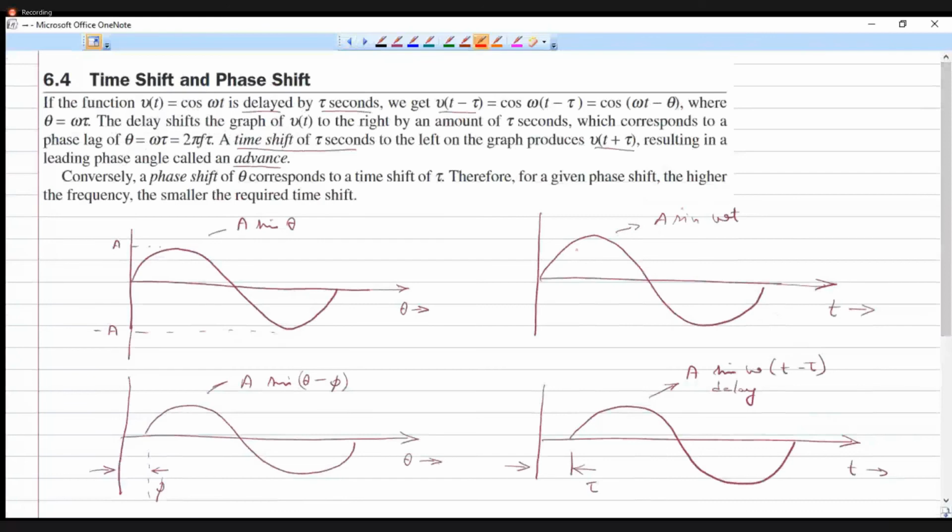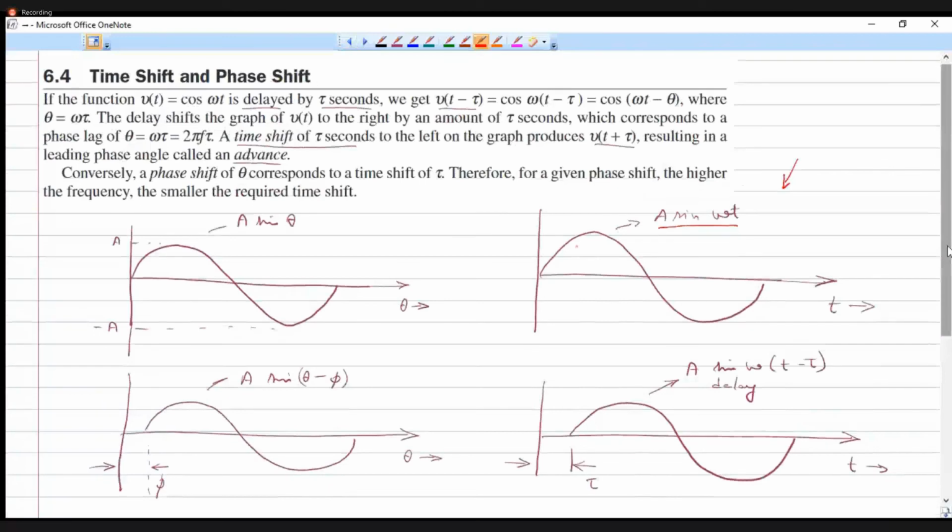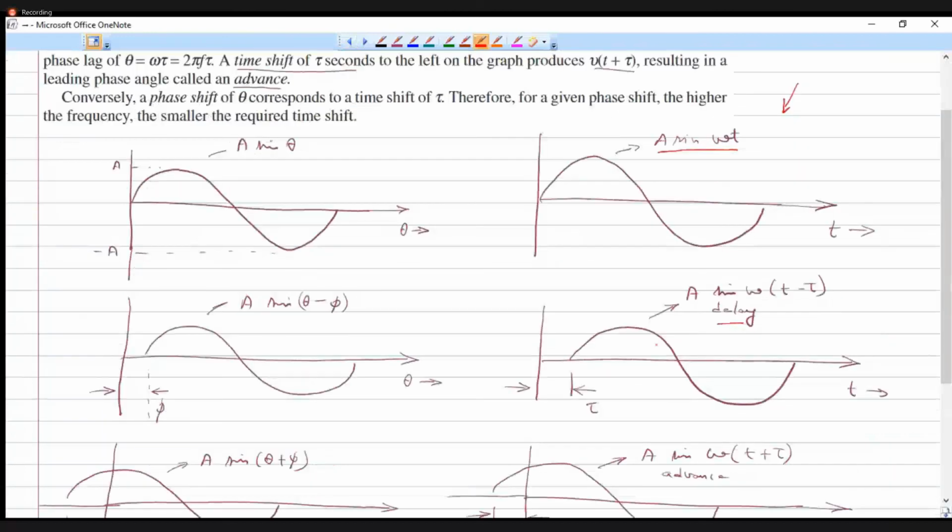So on the right hand side is shown what is meant by a time shift. We consider a sinusoidal function, a sine omega t. We can either delay this function. Delay means we are shifting it in the time domain towards the right side. How can we delay? We can delay it by subtracting a time quantity tau. So a delayed sinusoidal function could be written as a sine omega t minus tau, or a cos omega t minus tau. Okay, so that is called delay.